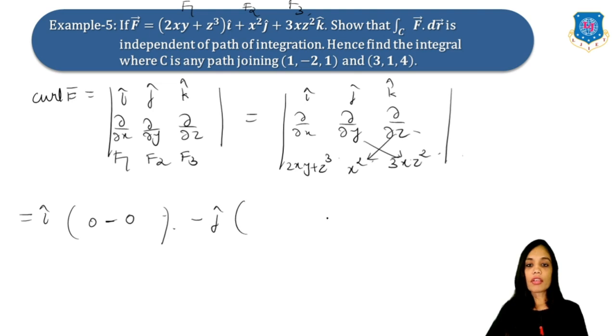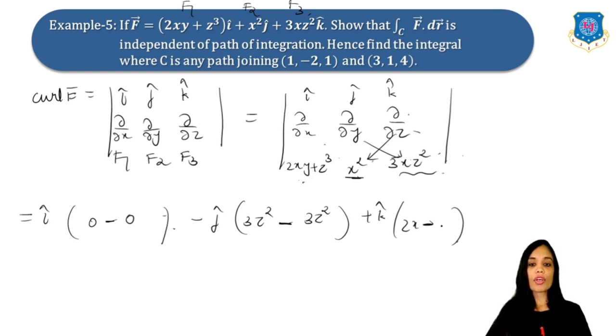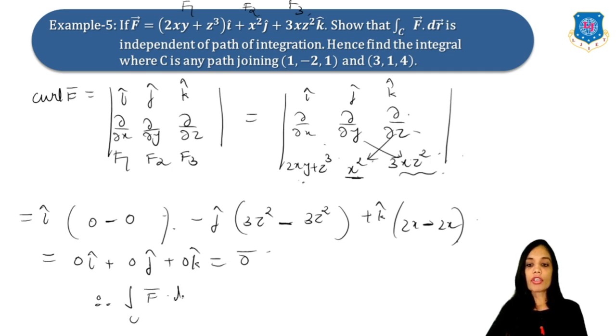Now minus j. Solve this with respect to x, so the answer will be 3z square minus, if I solve this with respect to z, it will be 3z square again, plus k cap times, solve this with respect to x, so 2x minus, solve this with respect to y, so it will be again 2x. So the answer is 0 i cap plus 0 j cap plus 0 k cap. So 0 bar. Therefore, the line integral over C of F bar dot dr bar is path independent, right?